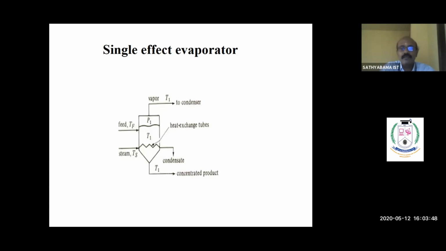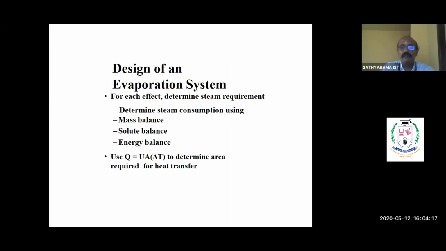As soon as the feed enters the evaporator tube, the evaporation process takes place, so that the feed material is split into two parts. One is the thick liquor, which is the concentrated product, and the other is the vapor. The vapor goes to the condenser; it is of no use and can be discarded to the atmosphere. The steam is supplied via the heat exchange tubes. So this is the construction of the single effect evaporator. The feed material is split into liquor and vapor.